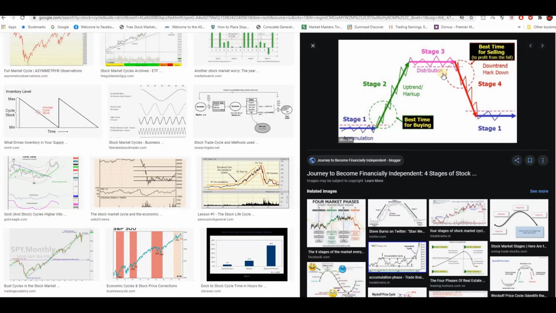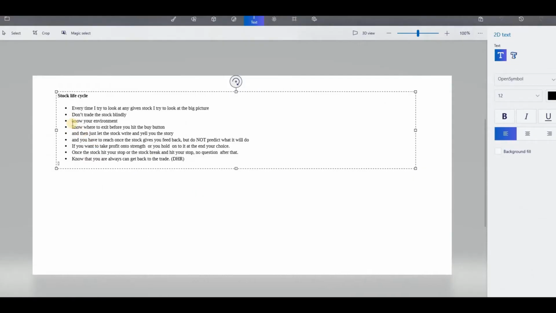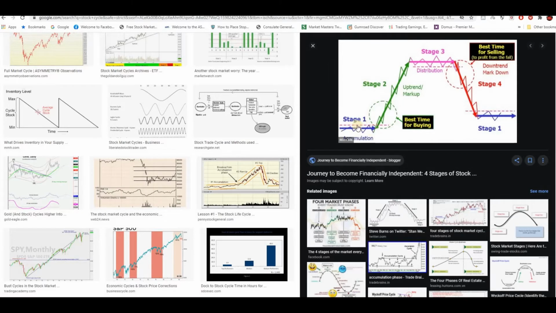So for me, I think this is really important. If I'm going to buy a stock, I'm not going to just trade it blindly, man. I want to know what it is. Like I said before, is it trading higher? Is it trading lower? What phase is it? Is it in an accumulation phase? Does it have a long base and it's just going to break out of it?